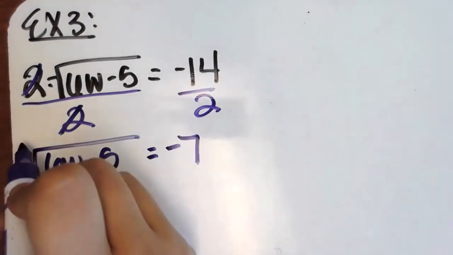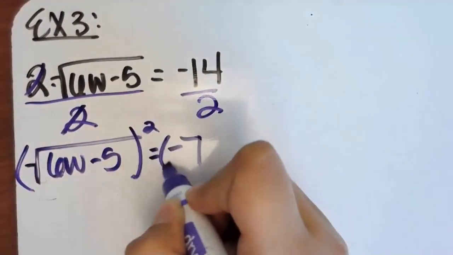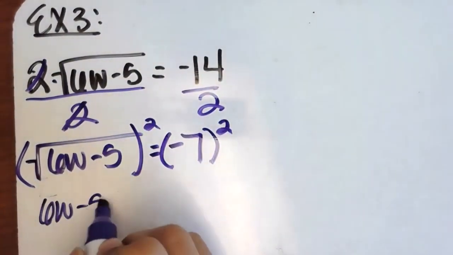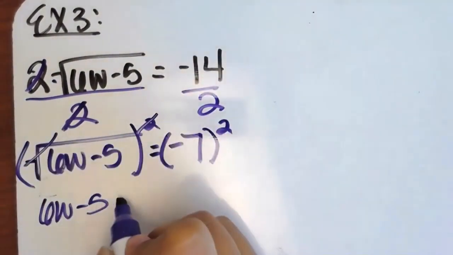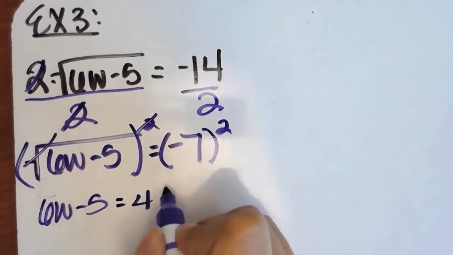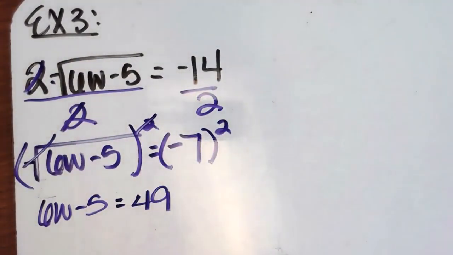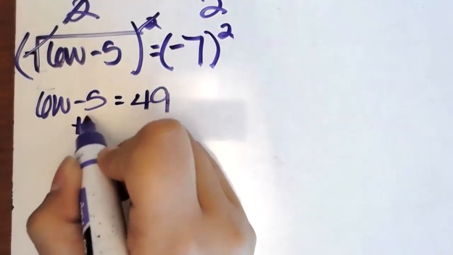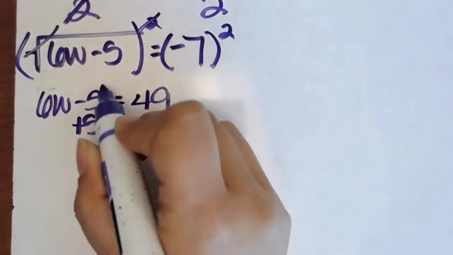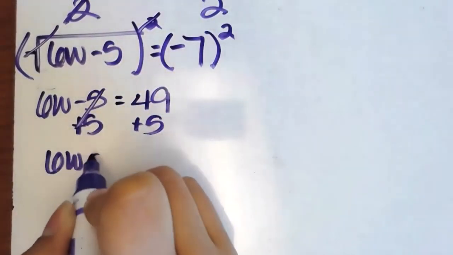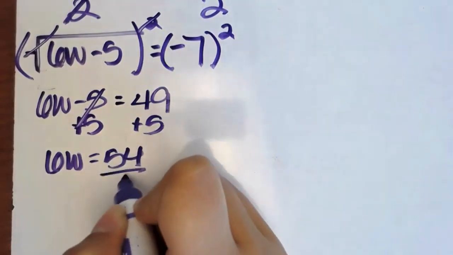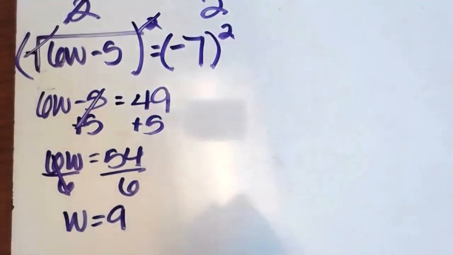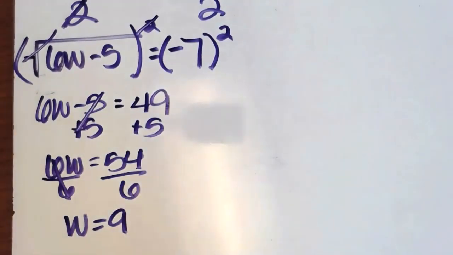Now that the radical is by itself, we're going to square each side. This is going to give you 6w minus 5, because the square root cancels the square. Negative 7 squared would give you a positive 49. And now we're just going to solve for w using algebra 1 skills. We're going to add 5 on both sides. This gives us 6w equals 54, and then divide by 6, which gives us that w equals 9. And you're going to want to check this one.